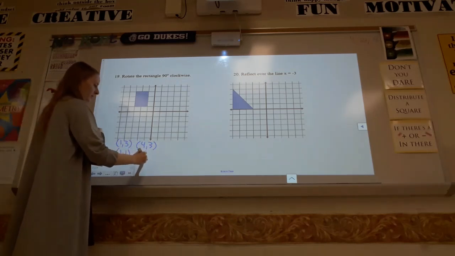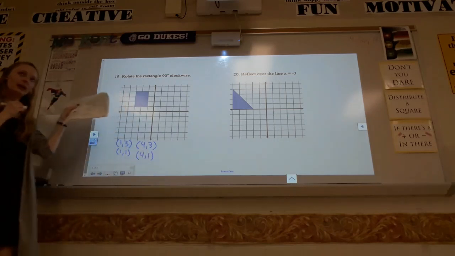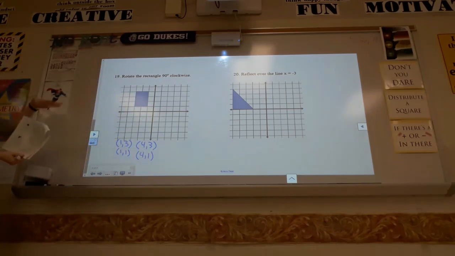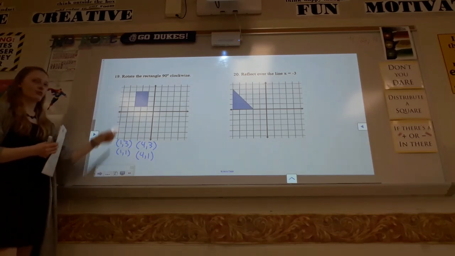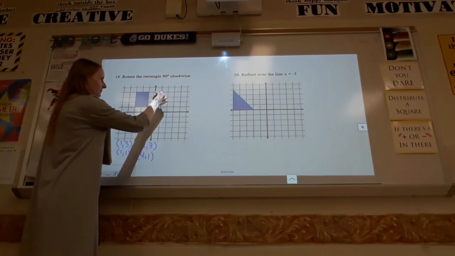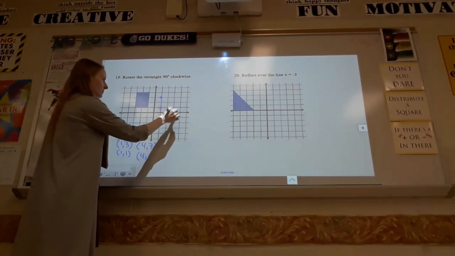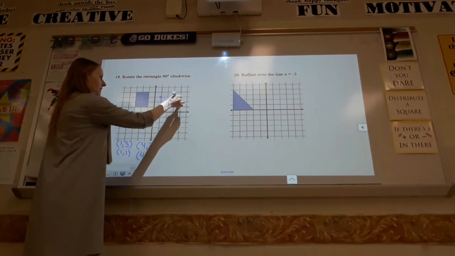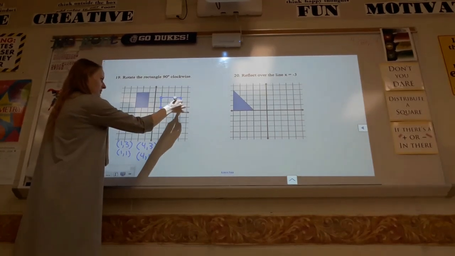So as you're looking at it like this, you want to write down those points, and then you want to put your paper back to the original orientation, and then plot those points. So we had 1, 3, 1, 1, 4, 1, and 4, 3. So this is what your shape would look like after you do that rotation.